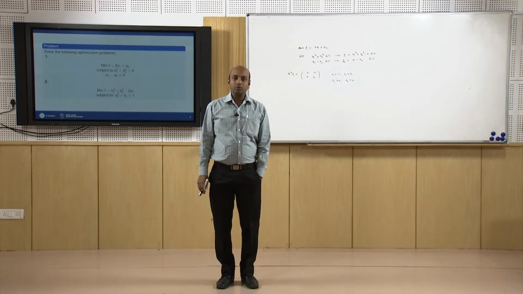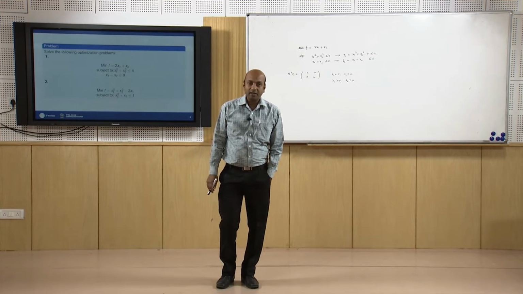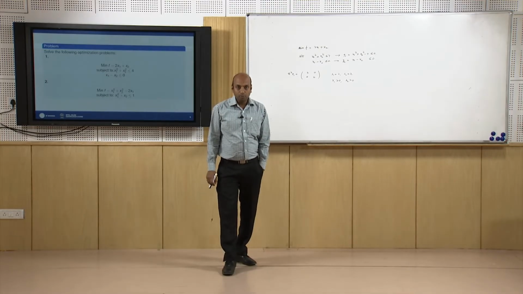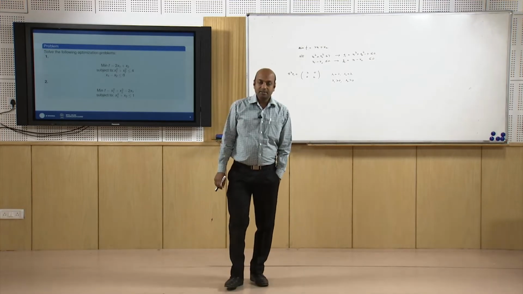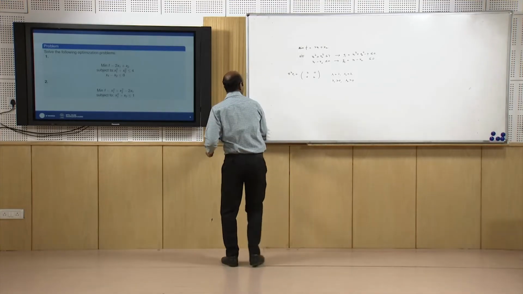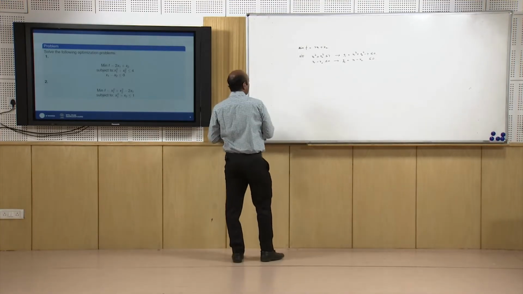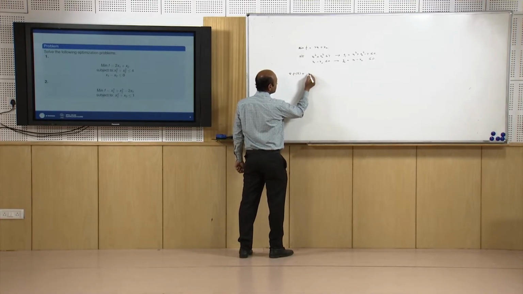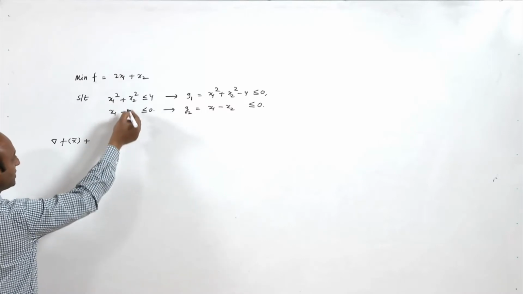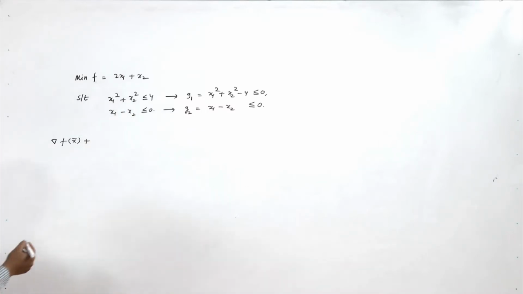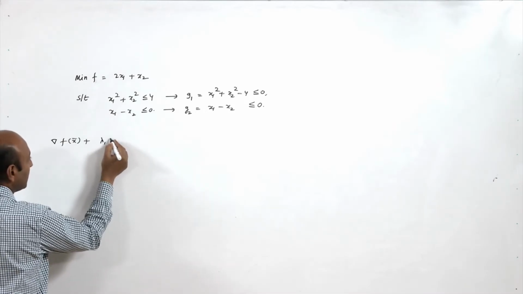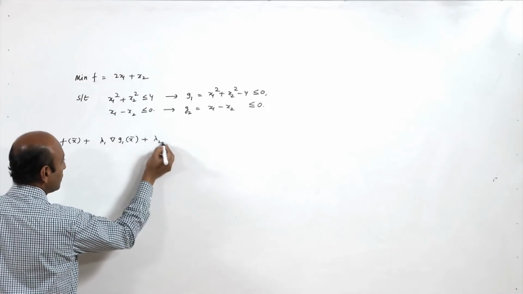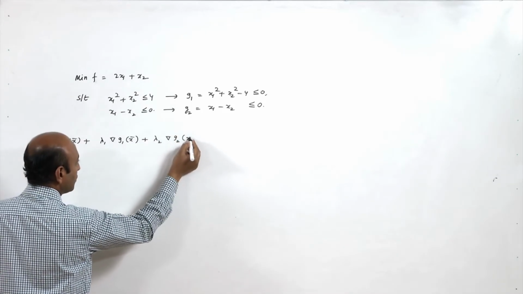So, let us write down all the KKT conditions and try to find the x bar satisfying the KKT conditions. That will be a global minimum point of this problem, by the sufficient KKT condition. What are the KKT conditions? The KKT condition is gradient f(x bar) plus, now here we have 2 constraints, so 2 KKT multipliers will be involved: lambda 1 gradient of g1(x bar) plus lambda 2 gradient of g2(x bar) equal to 0.